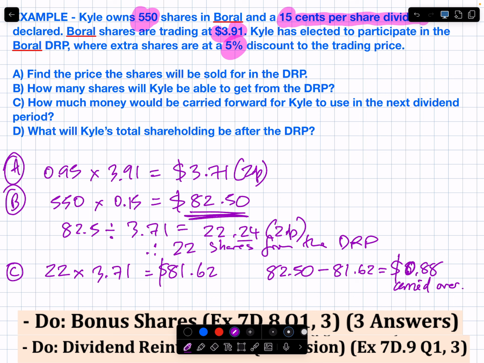And then that last question is pretty easy. No maths required. What will Kyle's total shareholding be after the DRP? He had 550 before. How many is he getting from the DRP? Yeah? 22. So it's going to be 572 shares after the DRP.